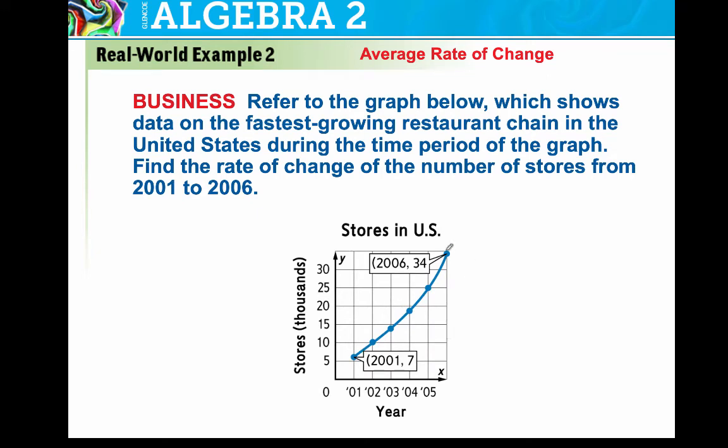This is not 100% linear, right? And that's okay. Sometimes we make linear predictions, but even though the data is not 100% linear, we can still do that. Find the rate of change. This is going to be the average rate of change from here to here. So what we're talking about here is stores per year, right?